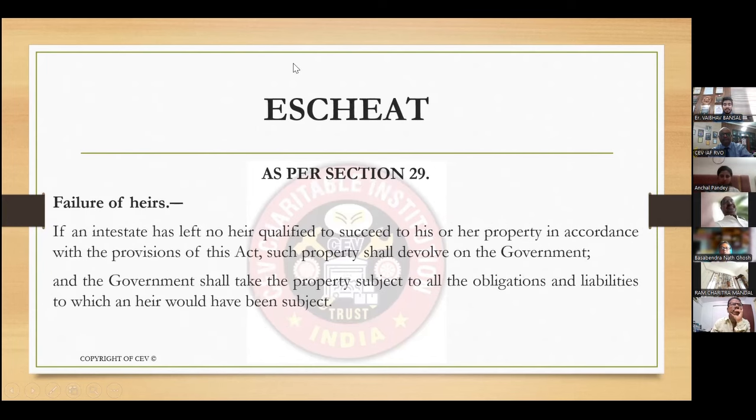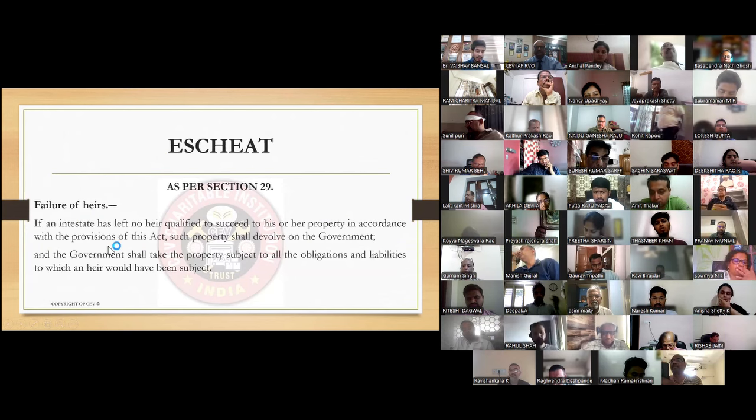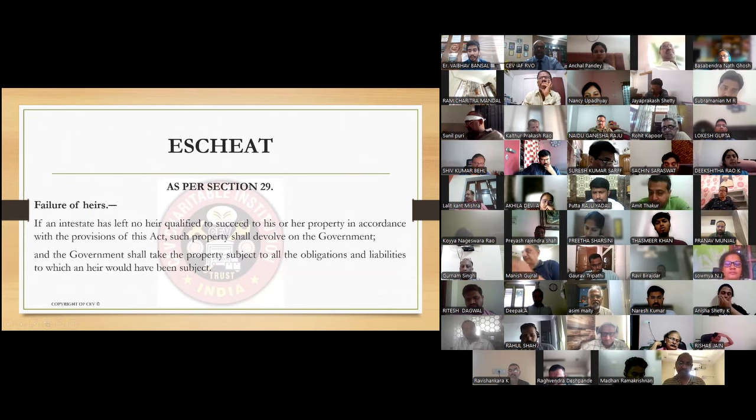Now, this is a very important term: escheat. As per section 29, failure of heirs. If an intestate has left no heir qualified to succeed to his or her property in accordance with the provisions of this act, such property shall devolve on the government.